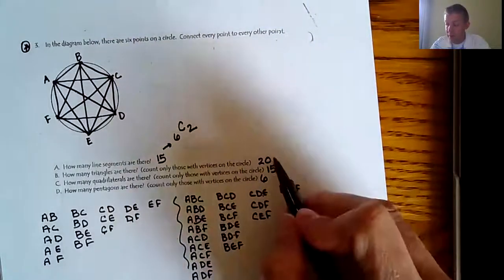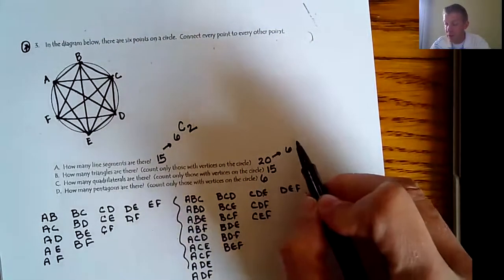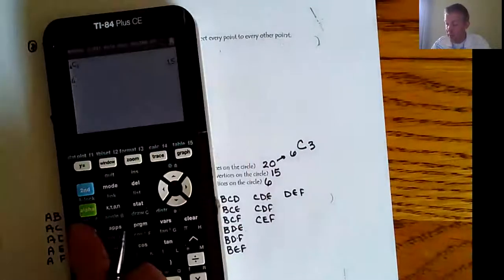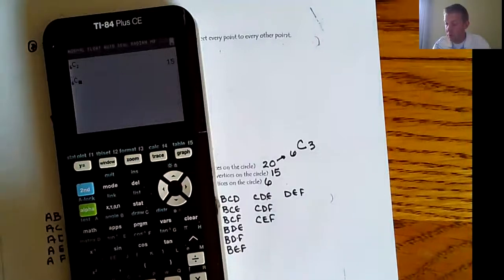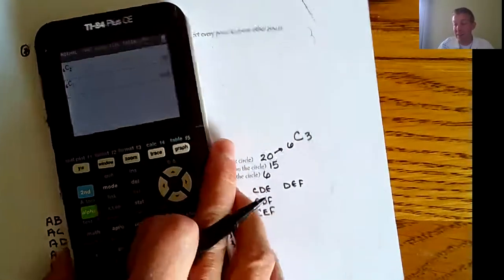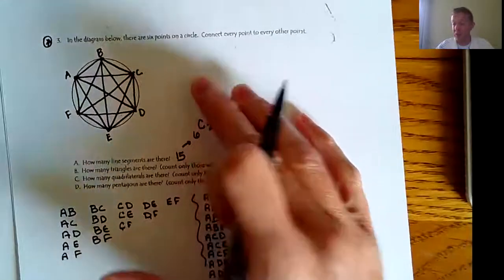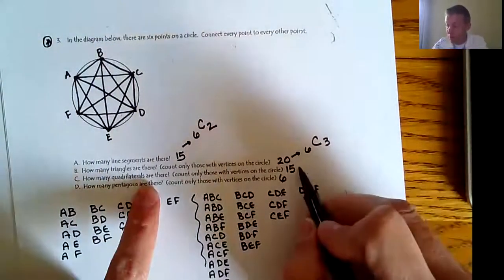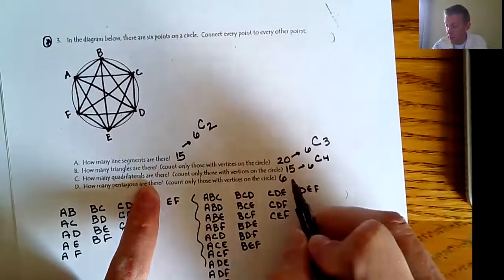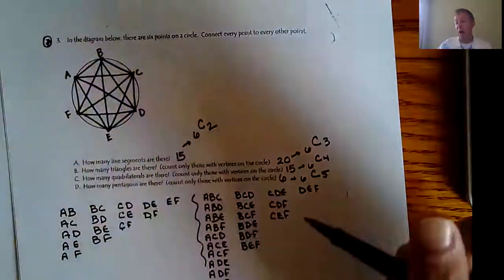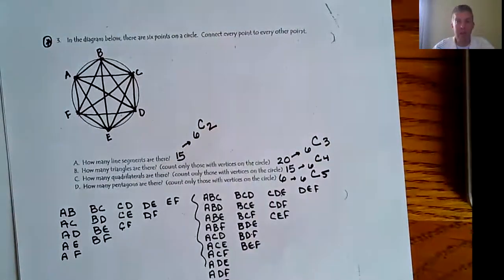If I wanted triangles, I'd be saying, okay, out of my 6 vertices, I want to pick 3 of them. And if you do 6 choose 3, there's your 20. So that's the shortcut way. And you can see why Pascal's triangle related to this question was because we were really all just finding combinations. Quadrilaterals would have been 6 choose 4. Pentagons would have been 6 choose 5. Out of my 6 vertices, how many of them do I want to pick?